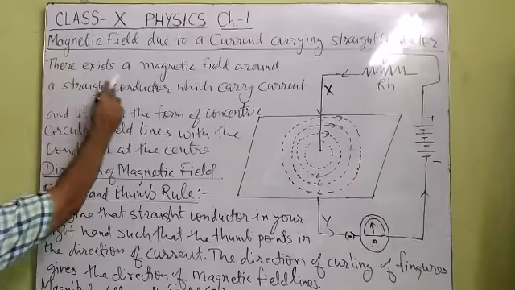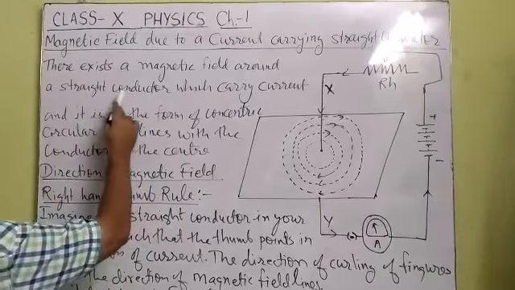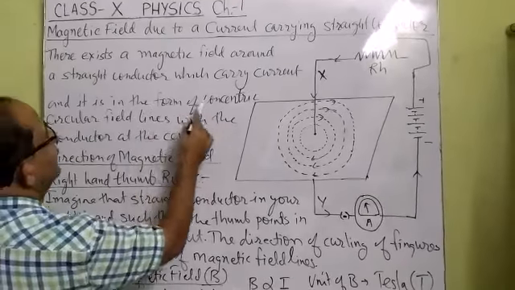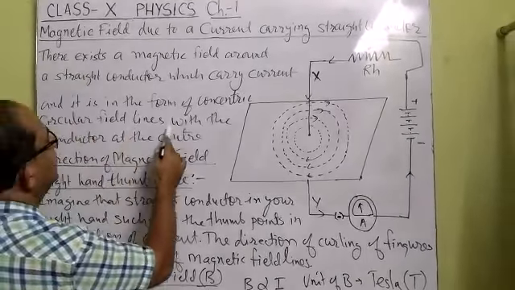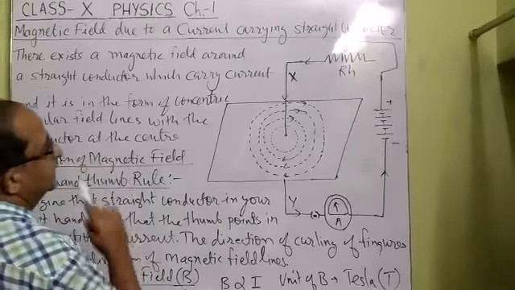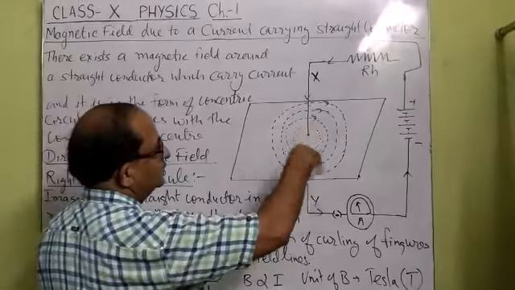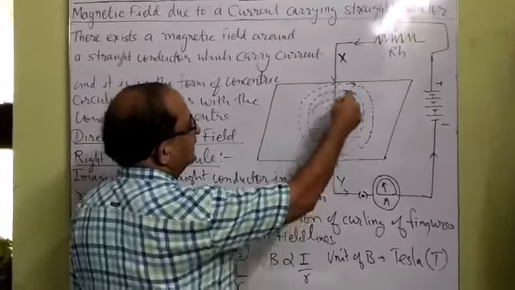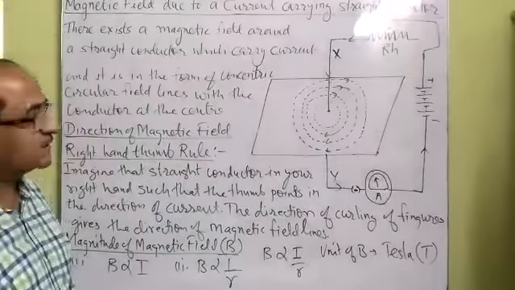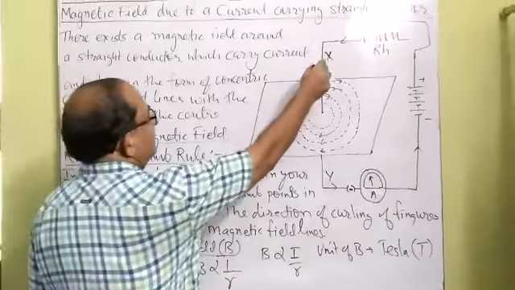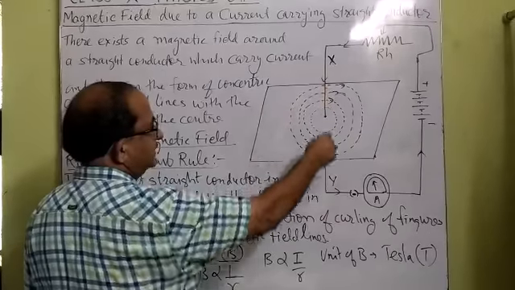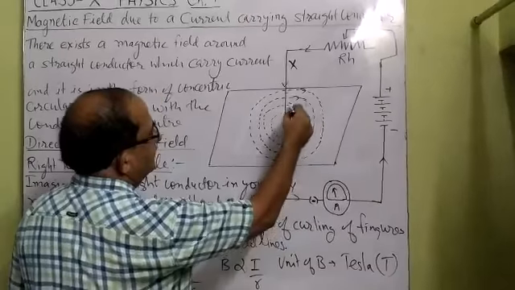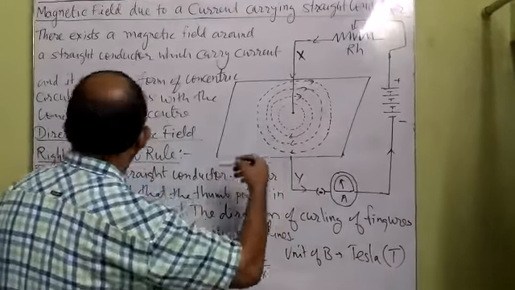Now, there exists a magnetic field around a straight conductor which carries current, and it is in the form of concentric circular field lines with the conductor at the center. What is the nature of the magnetic field around a straight conductor which carries current? Actually, the magnetic field lines are arranged in the shape of concentric circles in which the wire is at the center. As we go away from the wire, the circles become larger and larger.